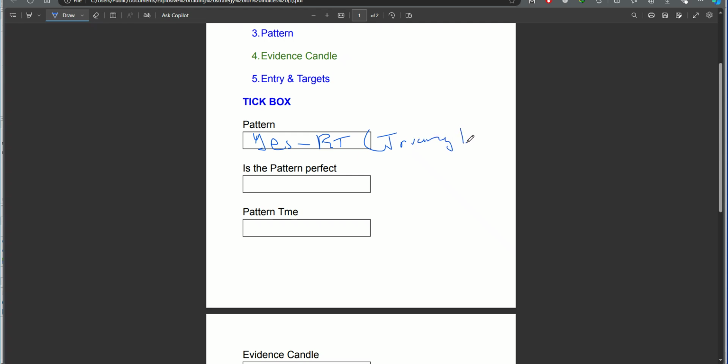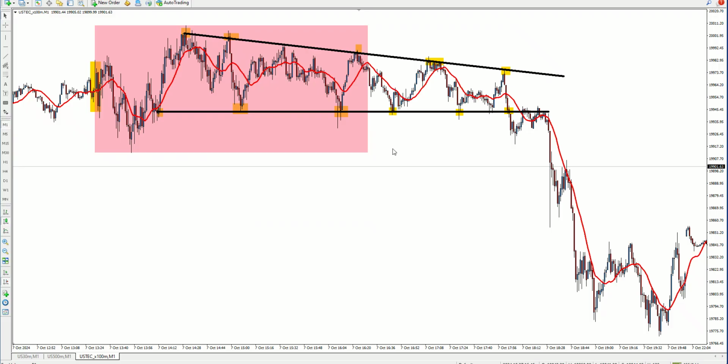Okay, triangle. Now, is the pattern perfect? I told you, for me, for a pattern to be perfect, it must have at least 3 touches above and 3 touches below. Some of the time, honestly guys, you complain, but if you really look at things, they usually, or most of the time, give perfect trades. Look at this: 3 touches above and 3 touches below.